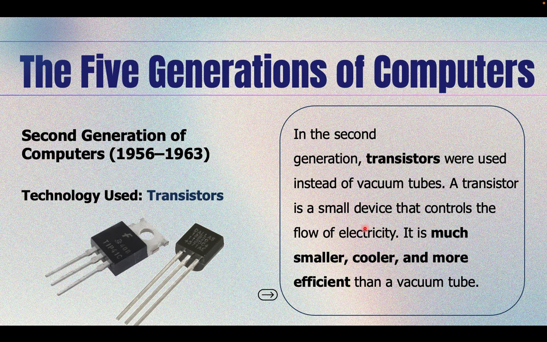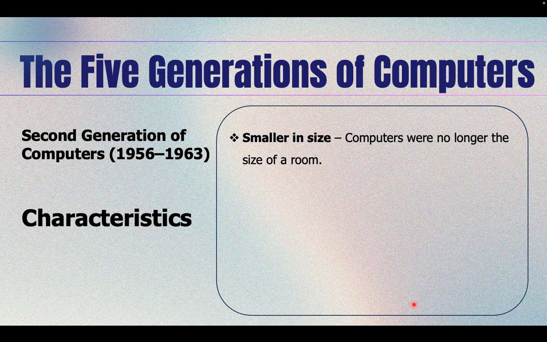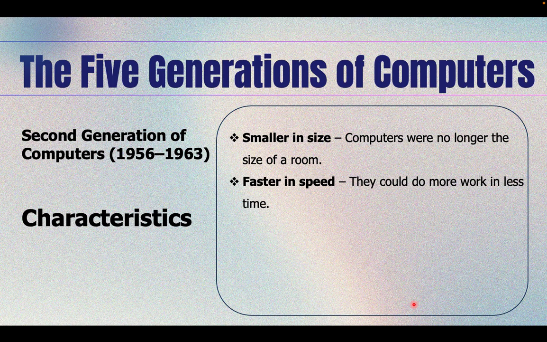Now, transistors were used instead of the vacuum tubes in the second generation of computers. Transistors are quite smaller as compared with the vacuum tubes, and they control the flow of electricity. They are much smaller, cooler, and more efficient than the vacuum tubes. So there has been an improvement in the design and in the technology used. It is smaller in size as compared with the first generation.